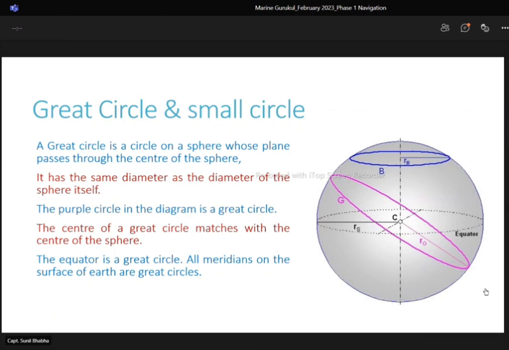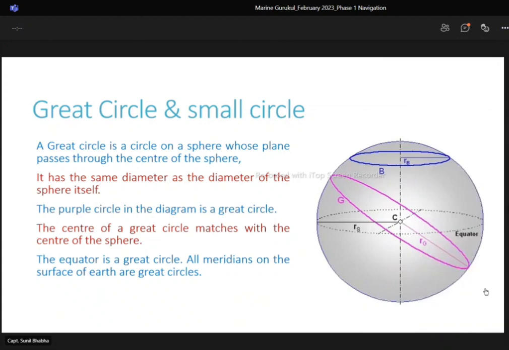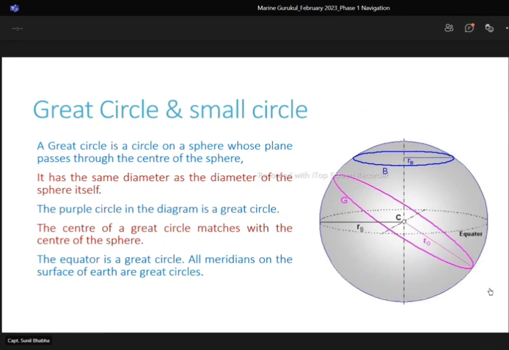Now, we can only draw one and only one great circle passing through any two points on the surface of Earth. If you have two particular points on the surface of a sphere or Earth, there is only one great circle which passes through them. There is one exception to this principle: if the points are diametrically opposite, like the North Pole and the South Pole, then all the meridians are great circles passing through these two points. So for two points which are diametrically opposite, an infinite number of great circles can pass through them. And if we have two points which are not diametrically opposite, there will be one and only one great circle which will pass through both those points.